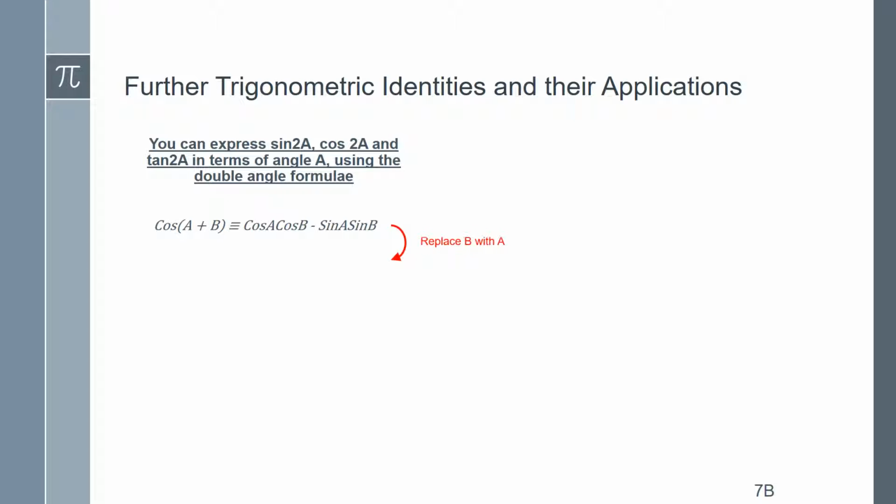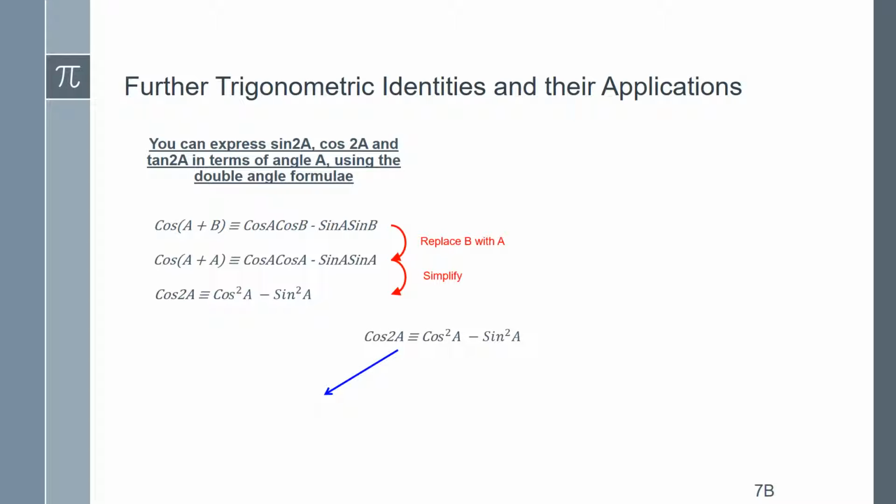Similarly, cos (A plus B), cos (A plus A) is cos squared A minus sine squared A. So simplifying that, cos 2A is cos squared A minus sine squared A. There's another double angle formula.